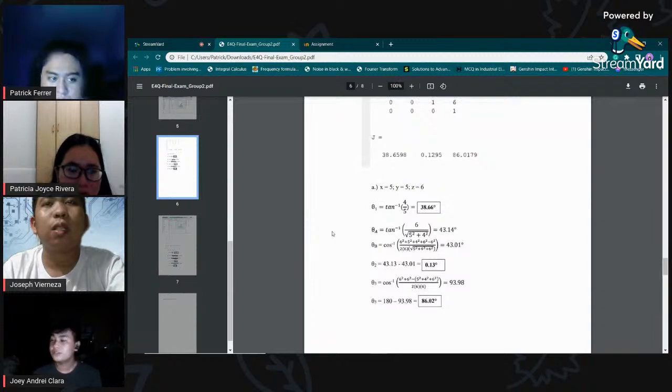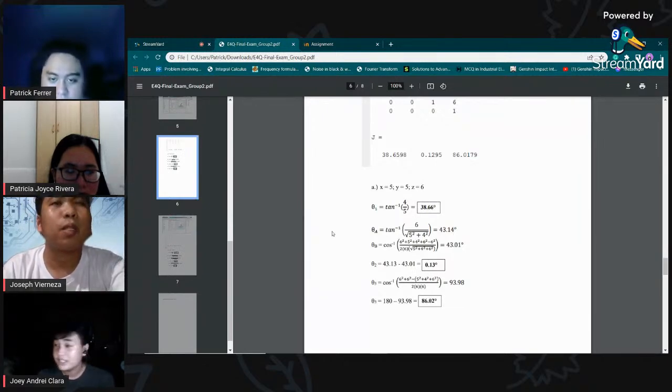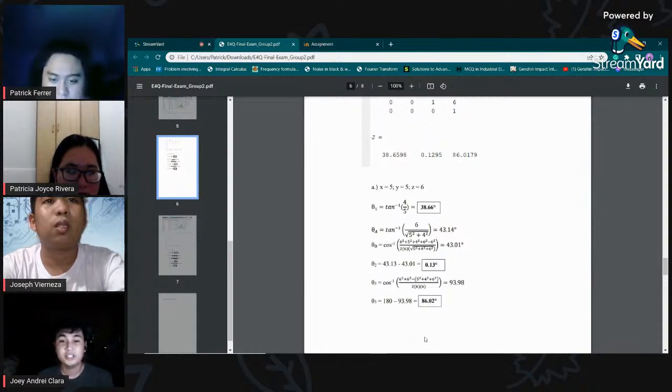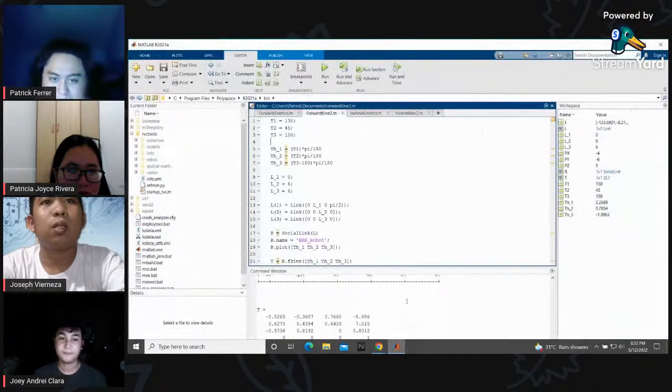So for the first group, the letter A, the answer is shown on the screen. I'll discuss the final answer. The theta 1 is 38.66 degrees, the theta 2 is 0.13 degrees, and theta 3 is 86.02 degrees. That's for the computation. Now let's go to the simulation.